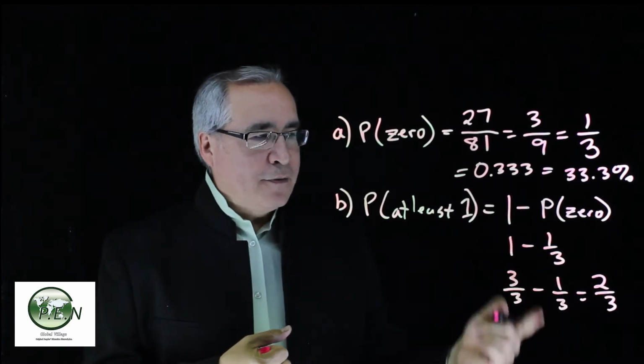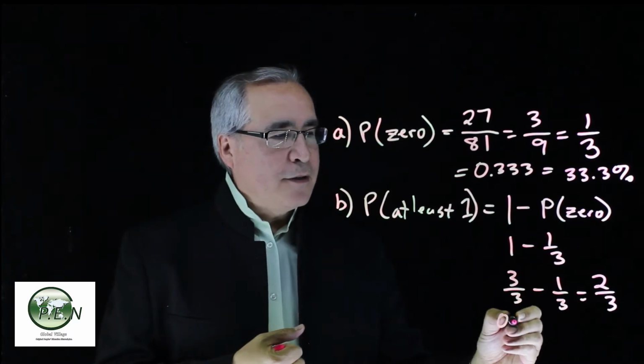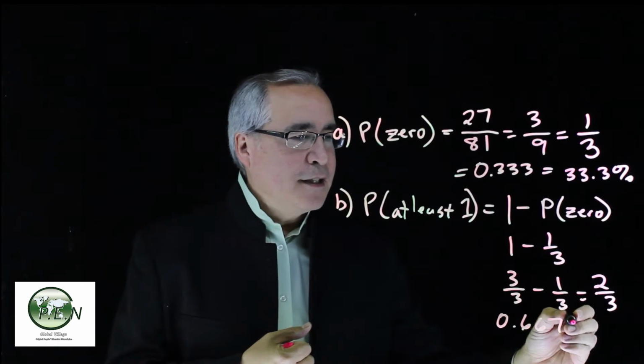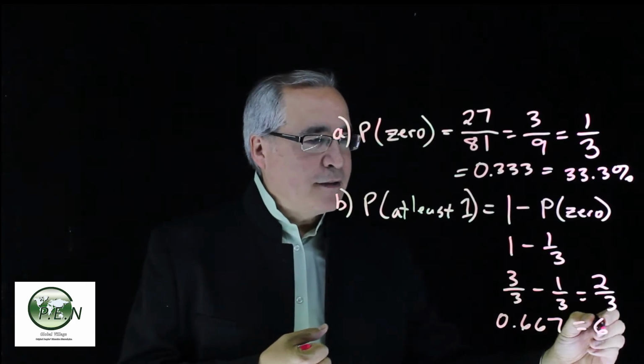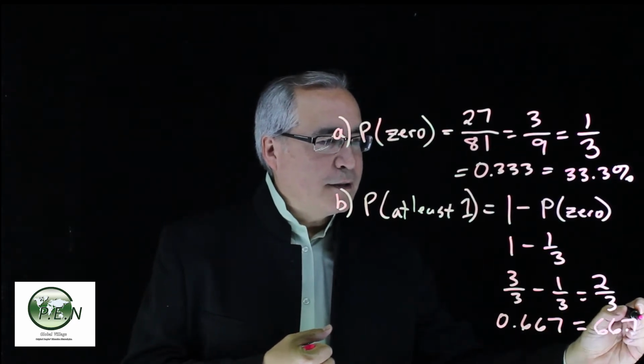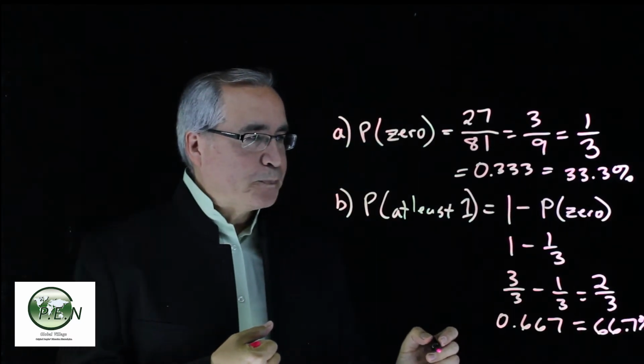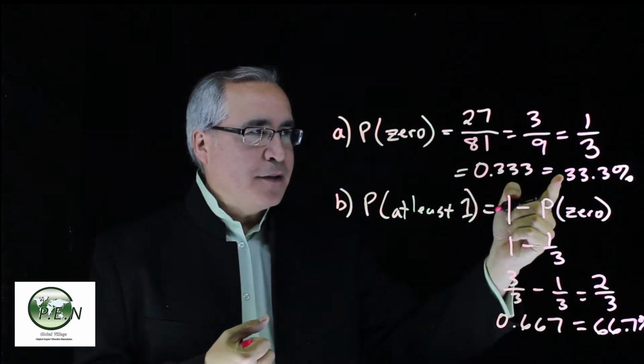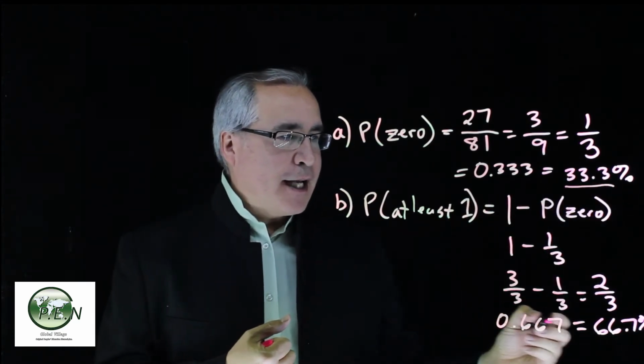And if we take 2 divided by 3, we will get 0.666666. So we round it to a 7, multiply by 100, and we get 66.7%.